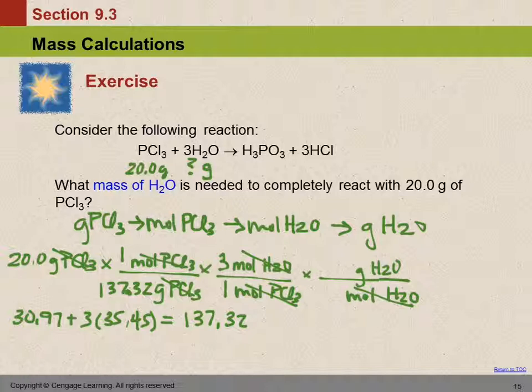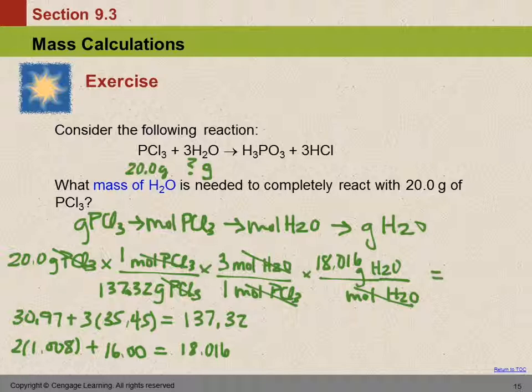And then for water, we've got 2 times the mass of hydrogen plus 1 oxygen, and we get 18.016. Any questions? Now we just calculate 20 times 1 divided by 137.32 times 3 divided by 1 times 18.016 divided by 1 equals, and with 3 sig figs this is 7.87 grams of H2O.